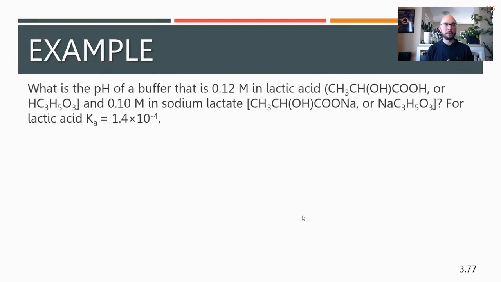Okay, we got our first example here. What is the pH of a buffer that is 0.12 molar lactic acid and 0.1 molar sodium lactate? For lactic acid, the Ka value is 1.4 times 10 to the negative 4. So this might seem a little overwhelming based on what you know about buffer solutions, but you just got to take it one step at a time.